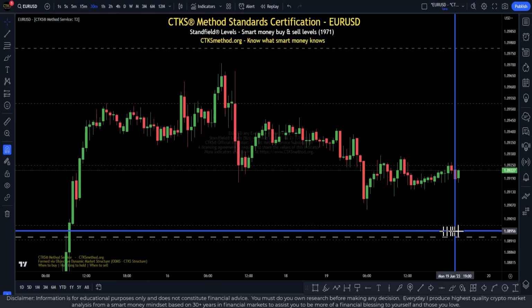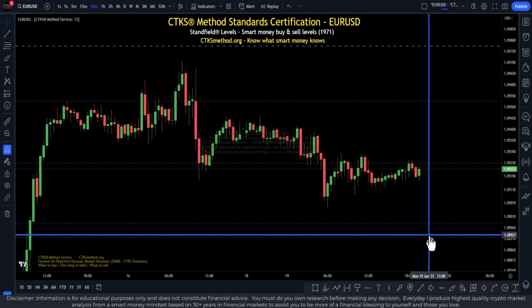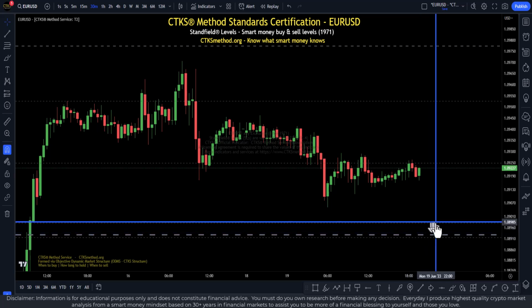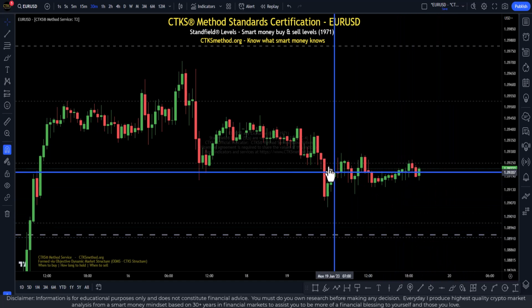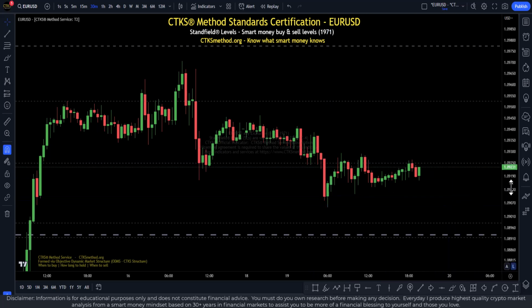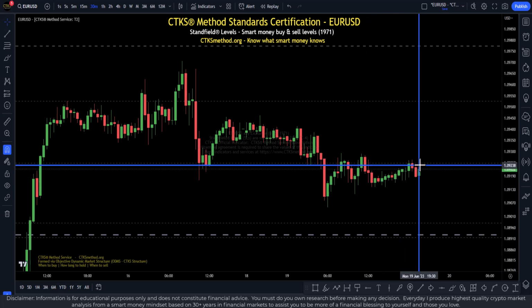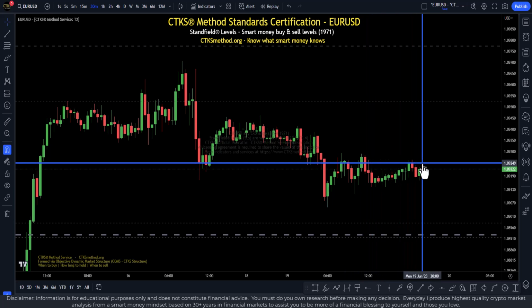Popping on the indicator, the first thing that we notice, there's very strong support for the euro around that 108.927 mark. This is really important to understand. The euro is currently under a smart money sell resistance level at 109.250. It's currently 109.227. It's challenging this smart money resistance but not getting through it.